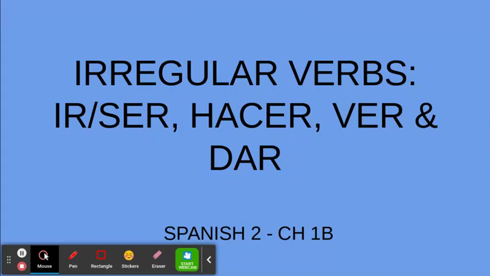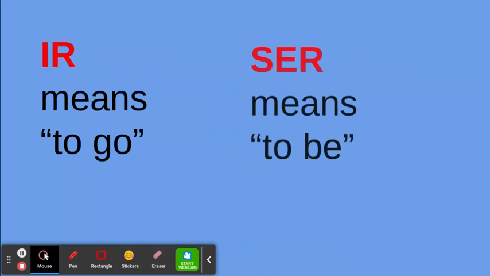In this chapter, we're going to talk about irregular verbs. In the preterite, we have ir, ser, hacer, ver, and dar. So we're going to talk about the verbs ir and ser. Ir means to go, and ser means to be.